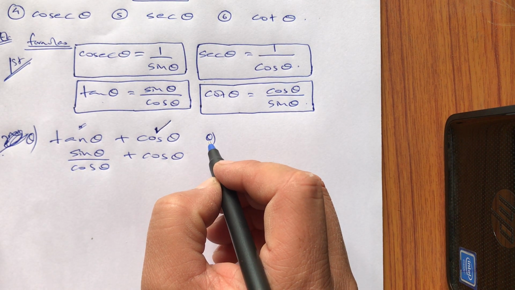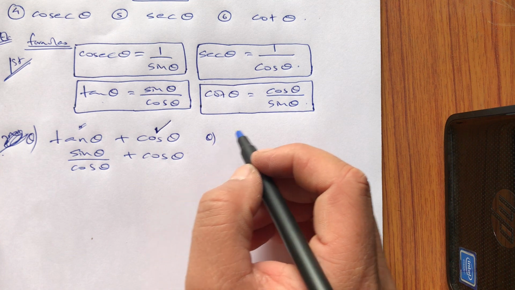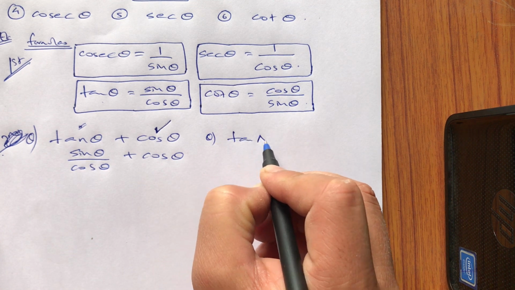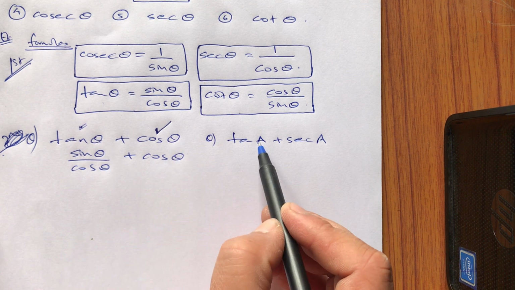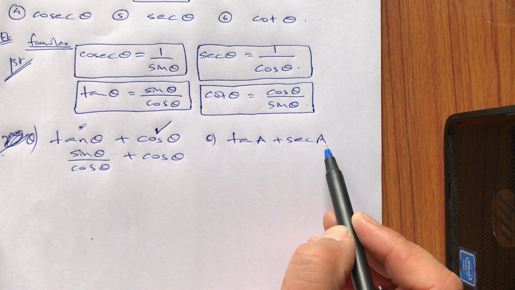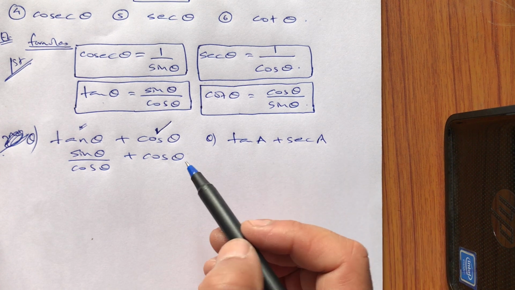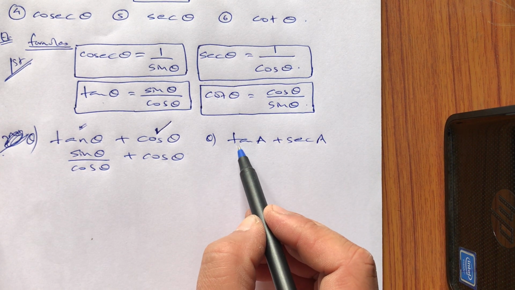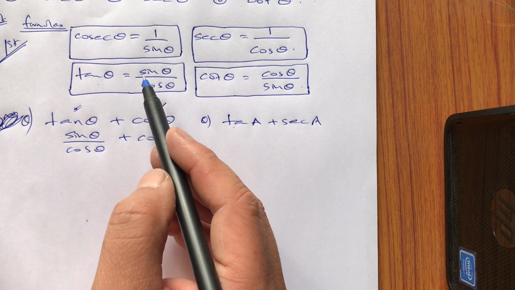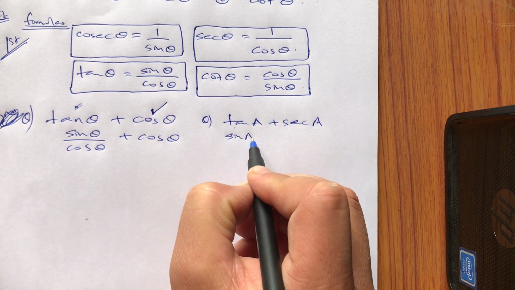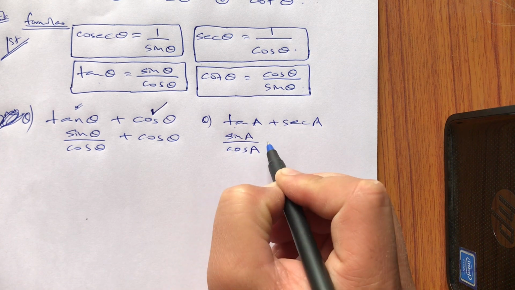Let's say if I have something called tan A plus sec A. Like I said, every time you want to have a theta, sometimes the theta may be replaced by an A. It doesn't matter. Even if I have an X, it's still the same thing. So I have tan, but I want everything in sine and cos. So the tan again has to be replaced by sine A by cos A, and the plus as it is.